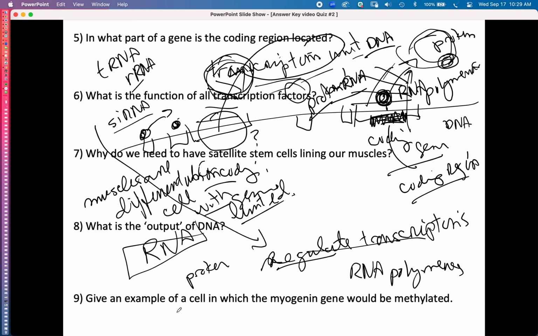So give an example of a cell. It could just be any other cell: liver, brain, lung, bone, almost any other cell that is a differentiated cell. When they're the precursor, they would not have methylated. But after they differentiate, as far as we're concerned, they would just methylate that myogenin gene. Maybe there'd be some exception to that.